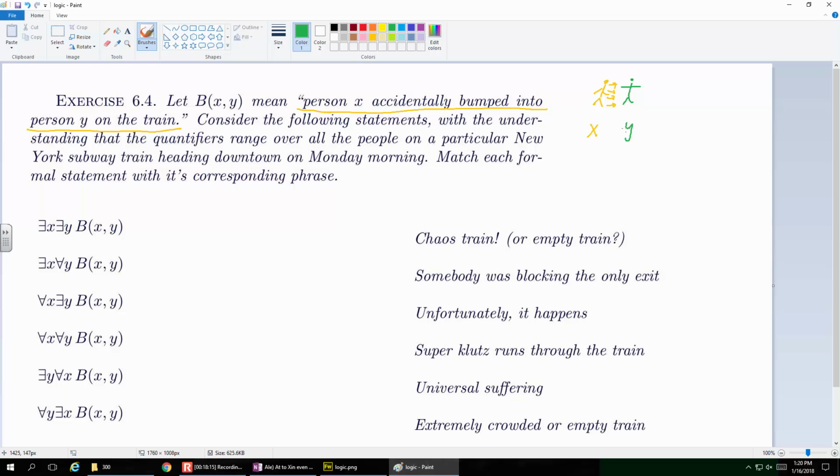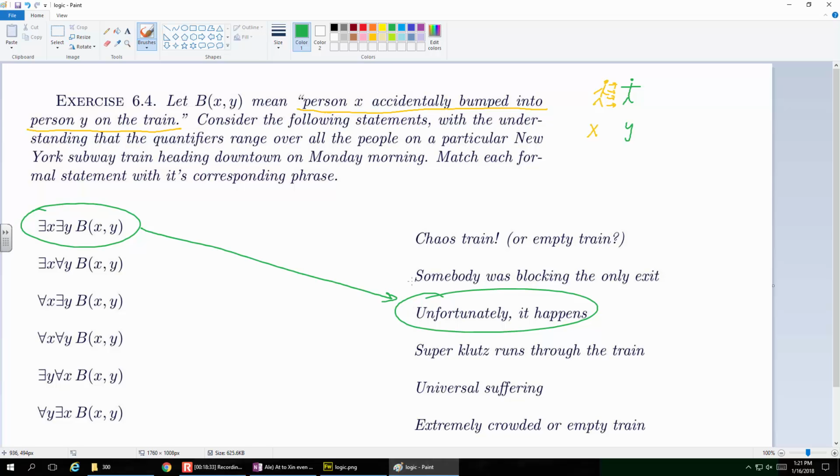Okay, starting over. So the first one doesn't change, right? So there are two people who bumped into each other. Okay, so that's okay. We are fine with this, right? Two persons bumped each other. Unfortunately, it happens. So there is no difference here.